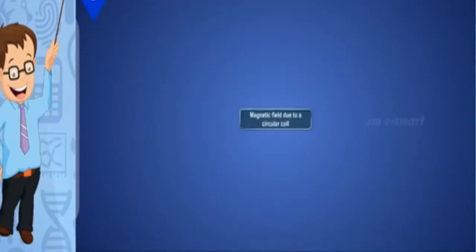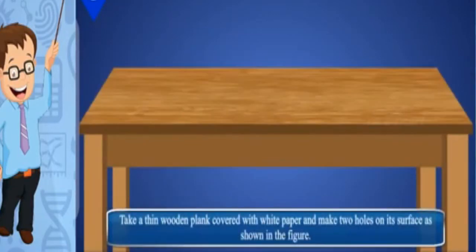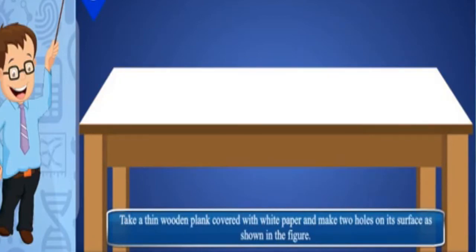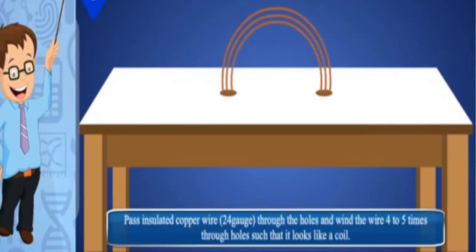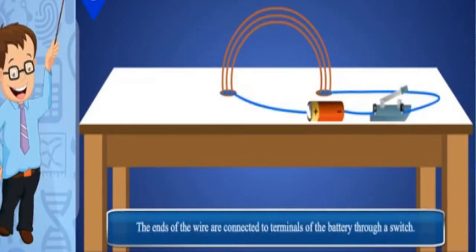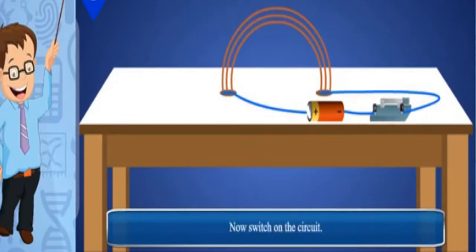Magnetic field due to a circular coil. Take a thin wooden plank covered with a white paper and make 2 holes in its surface as shown in the figure. Pass insulated copper wire through the holes and wind the wire 4 to 5 times through the holes such that it looks like a coil. The ends of the wire are connected to the terminals of the battery through a switch. Now switch on the circuit.